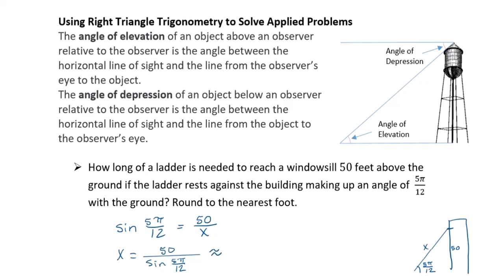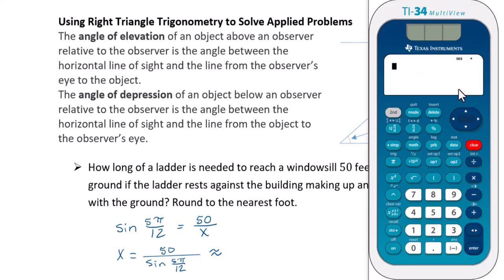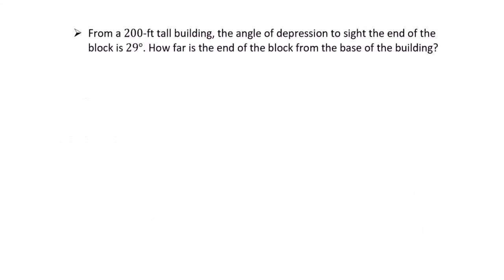5 pi over 12 is not one of our special angles. So here I'm going to make sure and change my mode. We're in radians right now. And I have 50 divided by the sine of 5 pi over 12. And we'll get approximately 52 feet if we would round to the nearest foot.